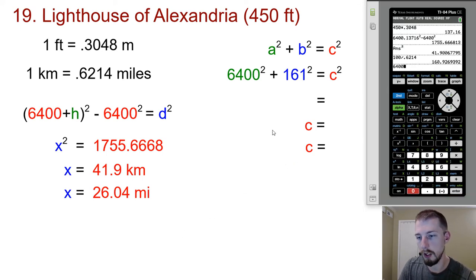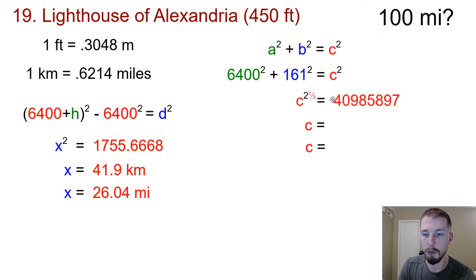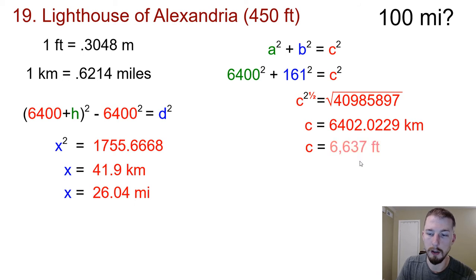So we have 6,400 squared plus 161 squared. All right, and then remember I got to take the square root of that, so I will. And notice this is just going to be 2.02 kilometers above the 6,400 that we started out with, the radius of the Earth. So essentially what we know when we take the square root of all that is that we would get 2.023 kilometers, and if I change that to feet, that's going to be 6,637 feet. Now there are 5,280 feet in a mile, so this is actually over a mile tall. So the question is, certainly that's a lot more than the Lighthouse of Alexandria.